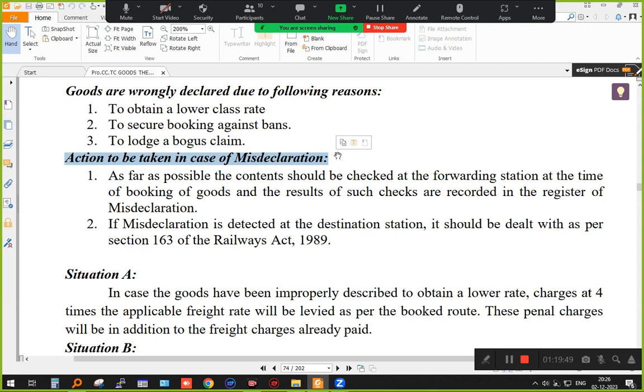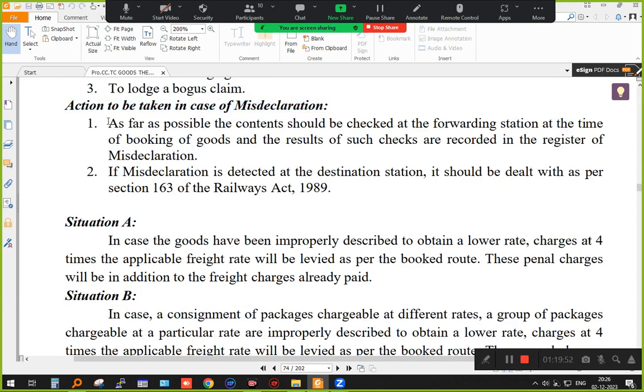What is to be done in case of misdeclaration? As far as possible, content should be checked at the forwarding station at the time of booking of the goods, and the results should be recorded in a book called Misdeclaration Register. So one more record should be maintained at the station called Misdeclaration. As far as possible, we should check the contents to see if at all the consignment is as stated. You may check it randomly, or if it is completely sealed, it is not possible to check, then at least the forwarding note should be ensured to be correctly filled. If misdeclaration is detected at the destination, it should be dealt as per 163 of the Railway Act.